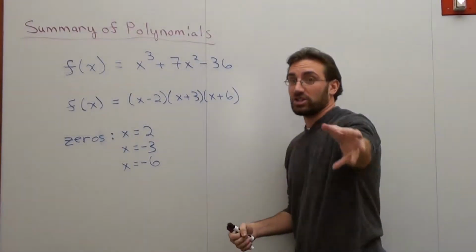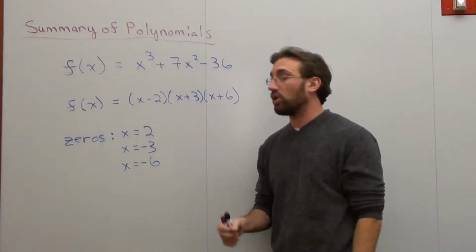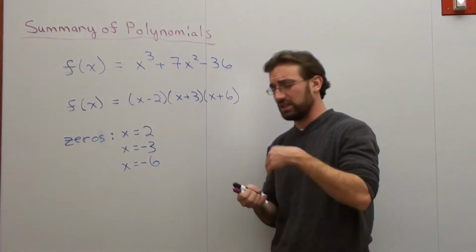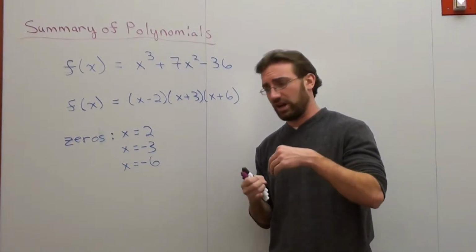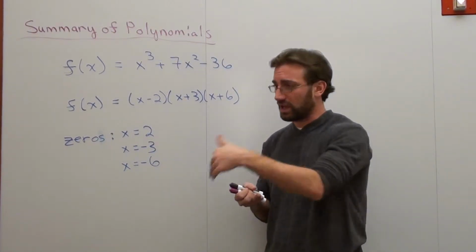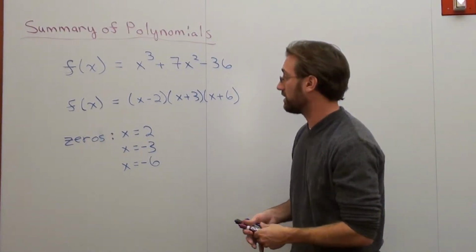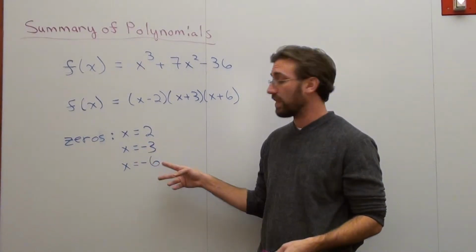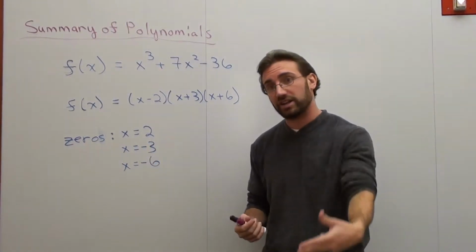Hello again. So I'm back with the summary of polynomials. This was a problem that we did. We used Descartes' rule of signs to figure out how many real positive zeros, real negative zeros, and imaginary zeros there were, and it turned out that there was one real positive zero and two negative.